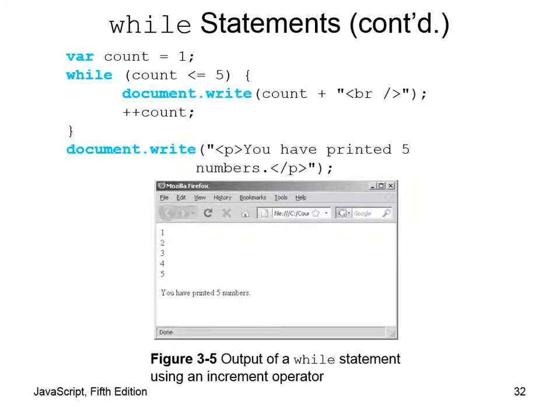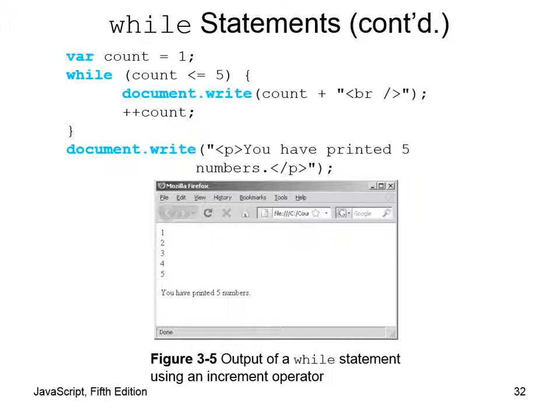An example of it would be var count is 1. While count is less than or equal to 5, print it out, count, and then give a break line. And then we're incrementing our count. You have printed 5 numbers would be what would happen after the loop is met. So 1 is less than 5, so we print out 1. 2 is less than 5. 3 is less than 5. 4 is less than 5. 5 is equal to 5. 6 is not, so we come down here because it breaks our conditional statement. You've printed 5 numbers. Well, obviously, it'll tell you that you printed 5 numbers.